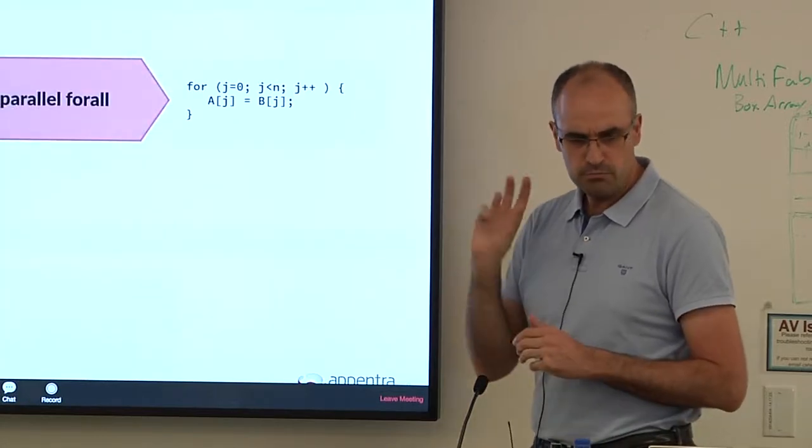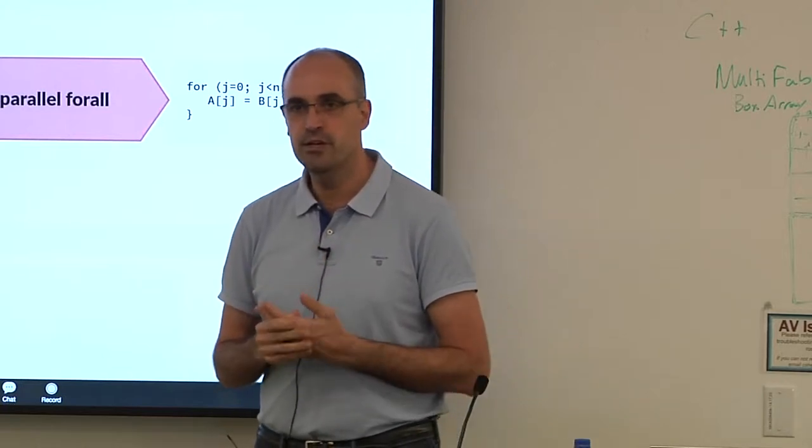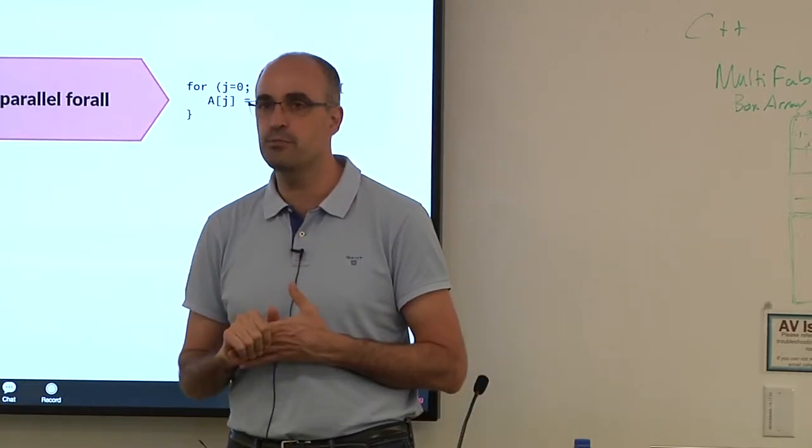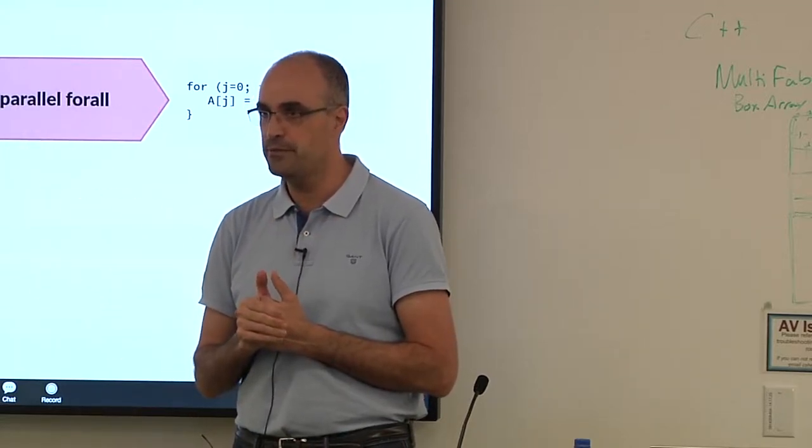So just as a reminder, to reinforce the learning. Parallel for all. Typically, a loop that updates all of the elements of an array. Typically, each iteration updates a different element of the array. And the result of the computing of this pattern is an array that is called the output variable. Okay? So how do we parallelize this? Very easy, a parallel loop. You don't need to worry about the way the iterations are reordered. You can reorder in the most convenient way for your purposes, because you will never have conflicts or race conditions in correct parallel code.